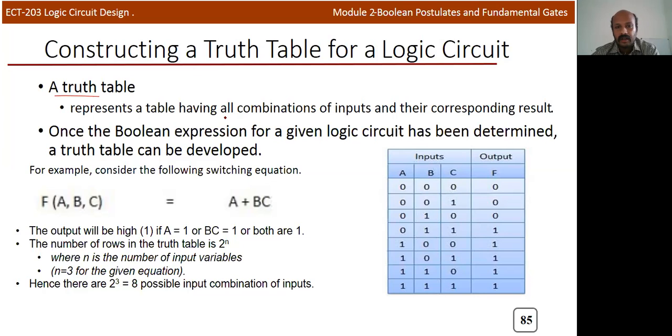Okay, what are the combinations of inputs, all combinations of inputs and their corresponding output. If you take a truth table, it contains the input information and the output information, the corresponding output for each combination of input. So once you know the Boolean expression of a circuit, you can simply find out the truth table. Okay, we will see how we can find the truth table of a particular circuit if you know the Boolean expression. Here, one example is given.